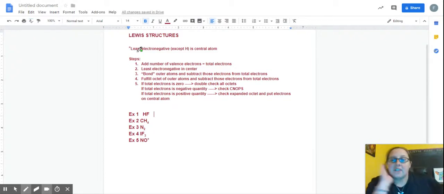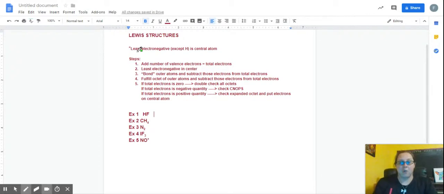All right, step-by-step process. First thing, you add your number of valence electrons, and that is equal to your total electrons. And I'm going to do a couple of examples so that'll make sense, okay? Step 2, your least electronegative goes into the center. Step 3, you then bond your outer atoms and subtract those electrons from your total electrons. This might sound weird now. It might not make sense, but I promise it will when we do a couple of examples.